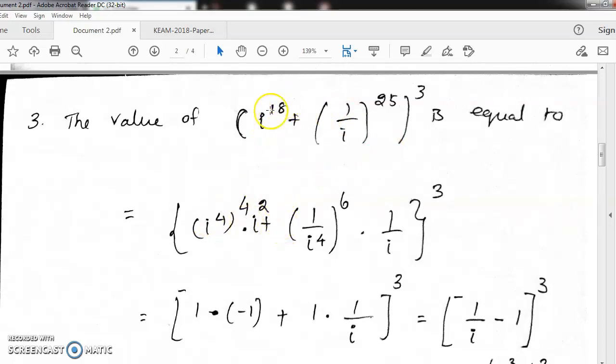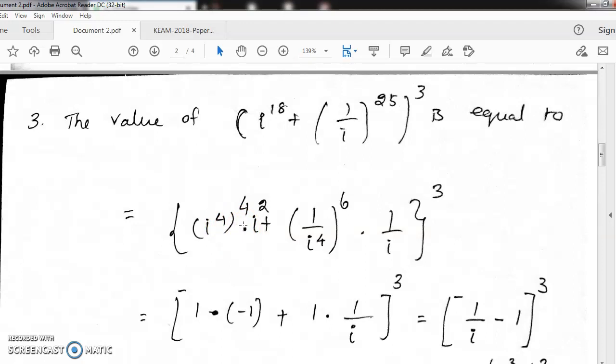How? This is i raised to 18. This can be written as (i raised to 4) the whole raised to 4 into i square. So 16 plus 2 will become equal to 18. 4 into 4, plus 2. So the powers you should add it. So plus 2, it will become 18. So you can write it in this fashion, because you know the value of i square, i cube like that.